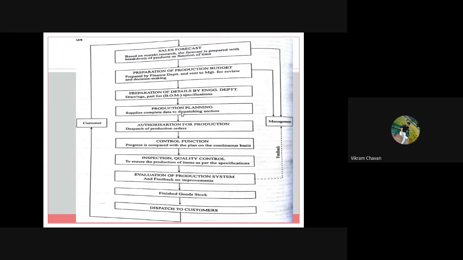For that purpose, we have to perform one procedure. What is that procedure? We require your signature on a challan, and that challan is also provided to you.